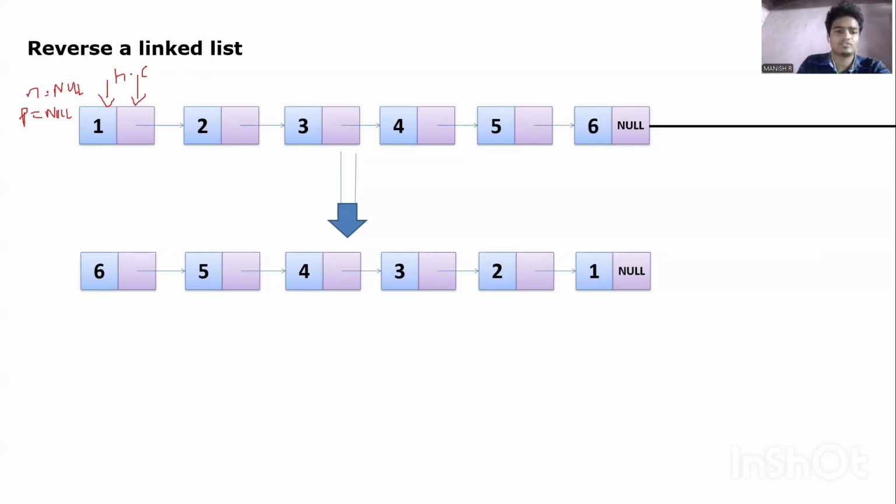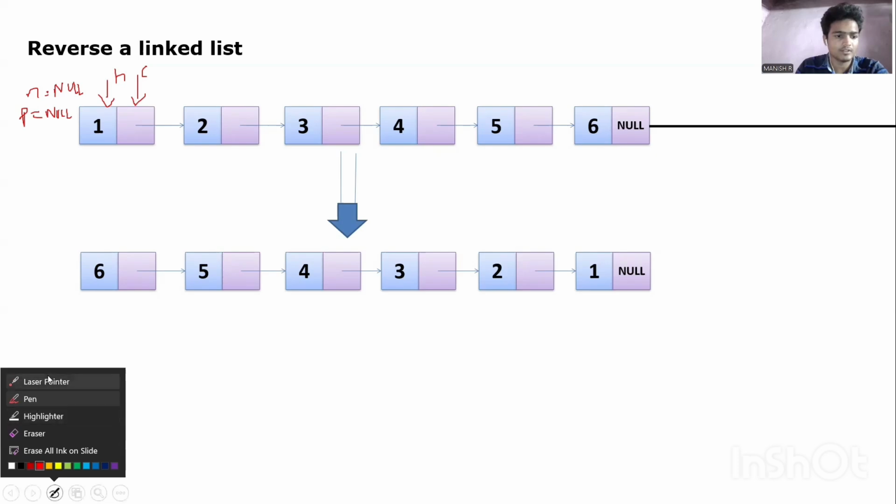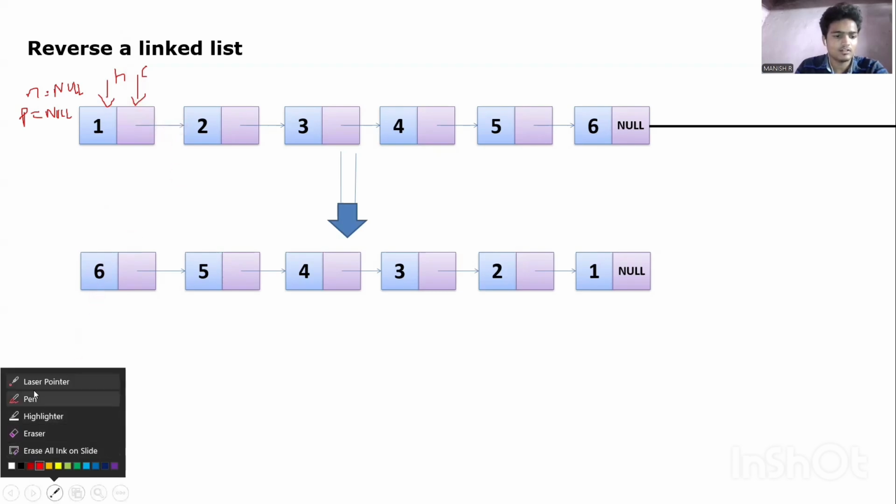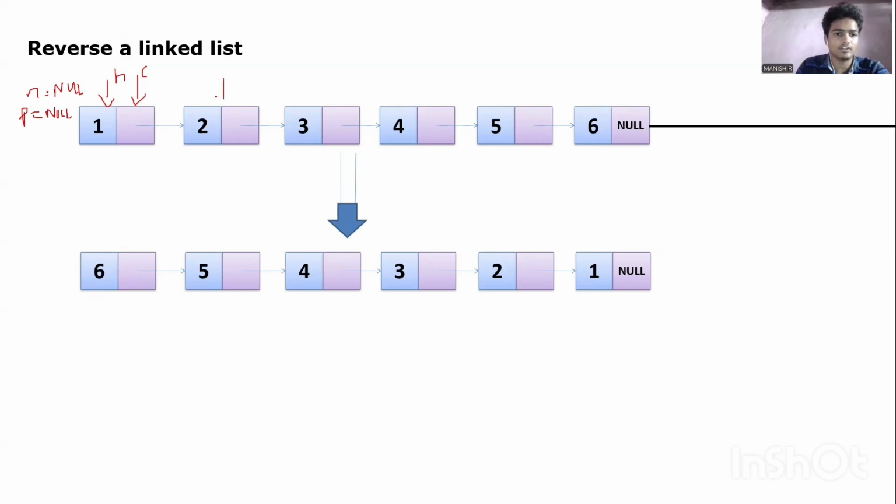First we have while current not equal to null. Current is not null, therefore we move next to current of next. So next will come here, and the null pointer will be erased. I will erase this null.